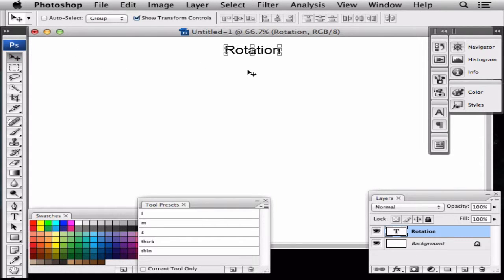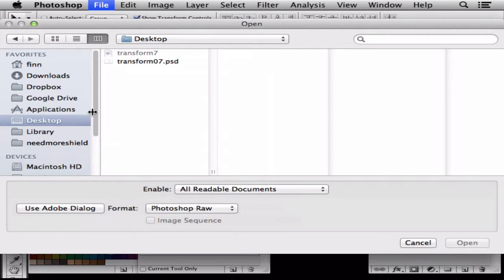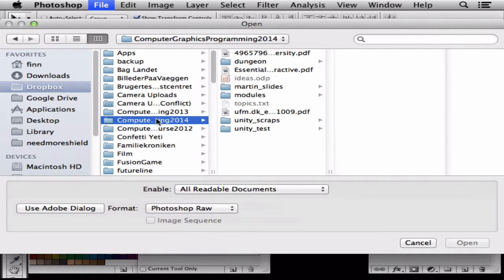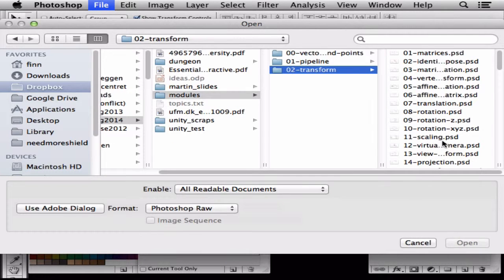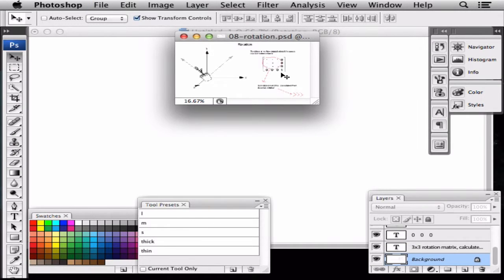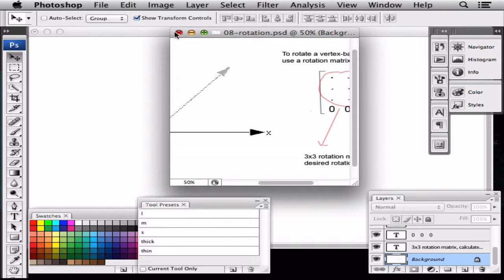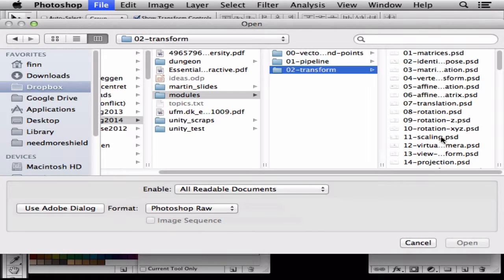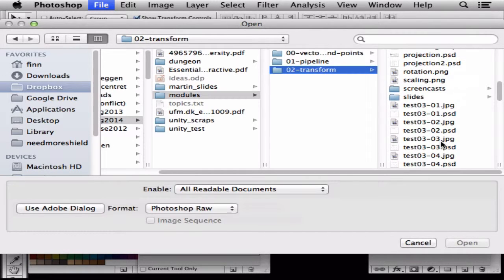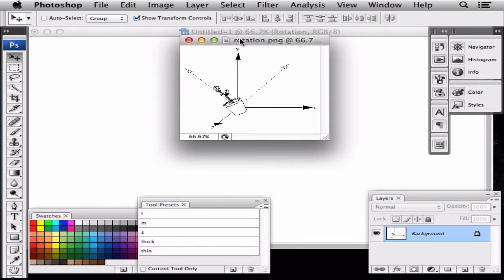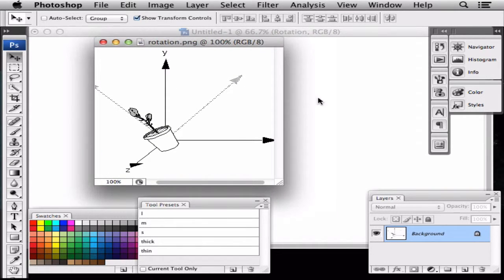I have another illustration from the red book. Yeah, it's just to illustrate we rotate an object. The flower pot is turned around the z-axis in this case. Now these, as you notice, are OpenGL coordinates, so the z-axis is pointing that way.